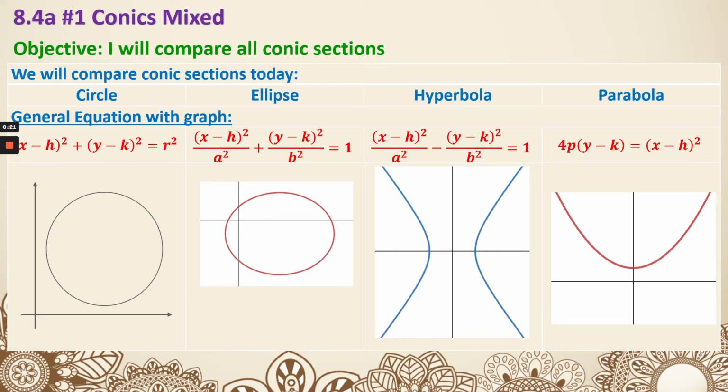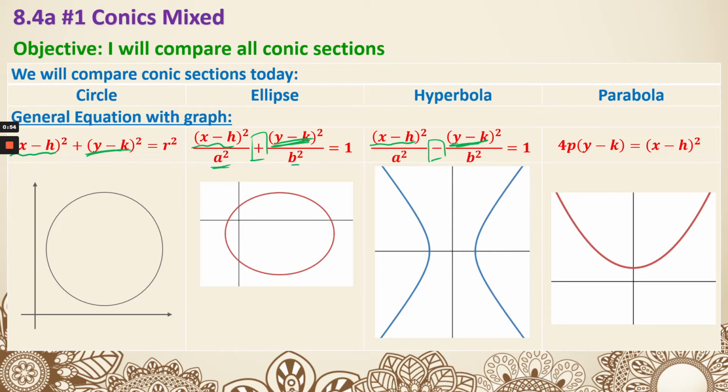Some things I would like to emphasize: if you have a look, all of them have the x minus h squared and the y minus k squared for the ellipse, circle, and hyperbola, because they do look similar in a way. Parabola is the only one that's different, but they still have the y minus k and x minus h, just not both of them are going to be squared. And for the ellipse and hyperbola, they're very similar. The only difference is a sign in the middle. One is a plus, the other is a minus.